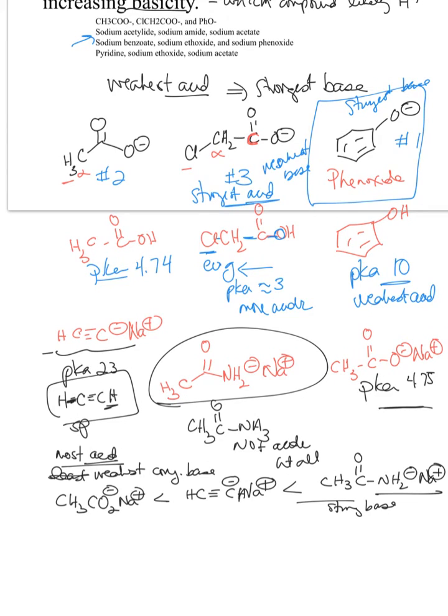Okay, now we have the next group, sodium benzoate. So let's do, this is your benzoate. That's benzoic acid, and that is an ester, sodium benzoate. We have sodium ethoxide.